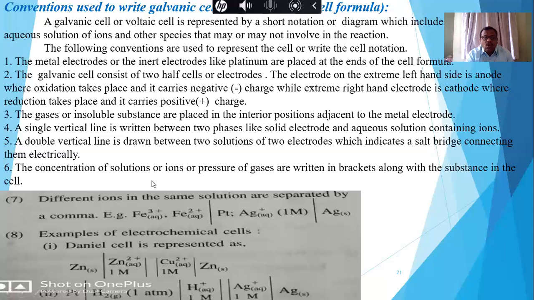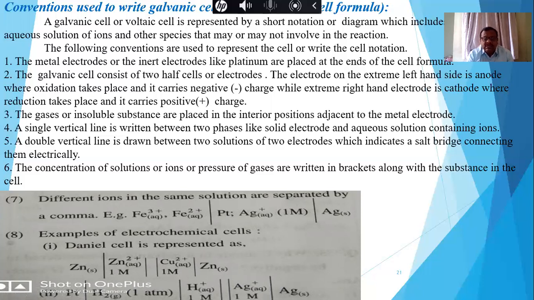So, as we all know, when we draw a galvanic cell or a voltaic cell, this is represented in short notations or diagrams, which include electrodes, aqueous solutions of ions, and other species that may or may not be involved in the reaction. So in a galvanic cell, these short notations are used.